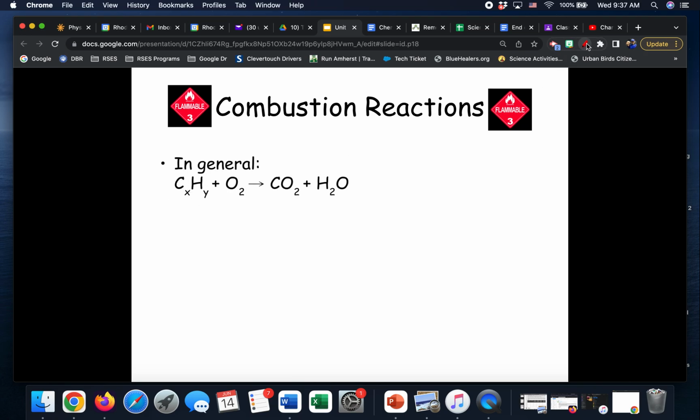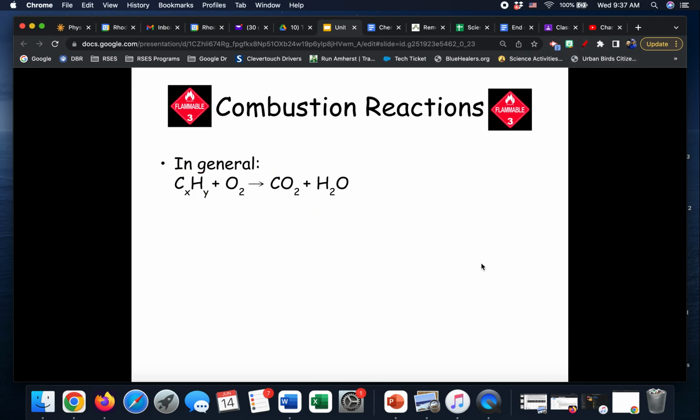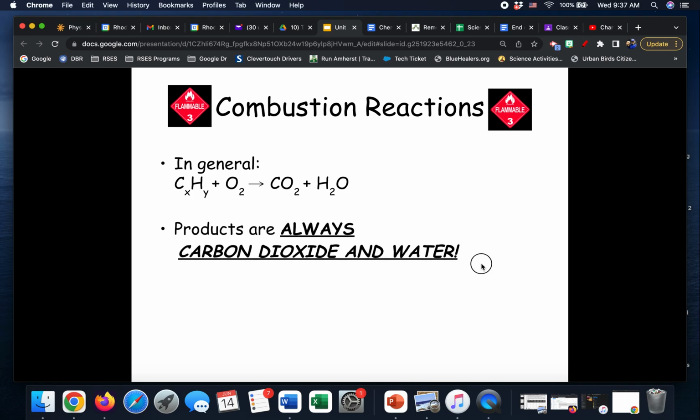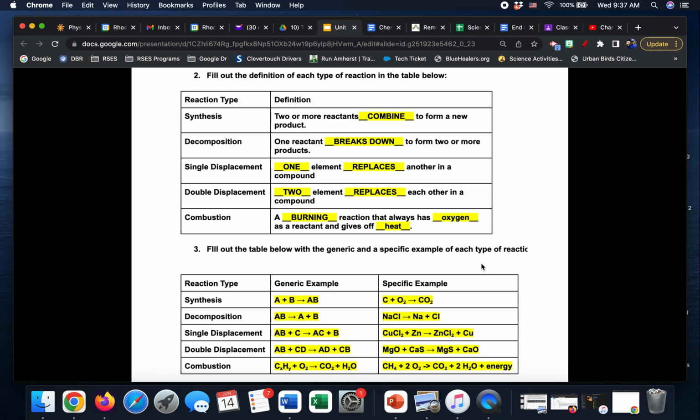Hydrocarbon, when they say that, they just mean it only has C's and H's, and we will always have oxygen on this side. And these will always be our products, carbon dioxide and water. They're always made in combustion reactions. A lot to put here, so go ahead and pause and put that into your notes.